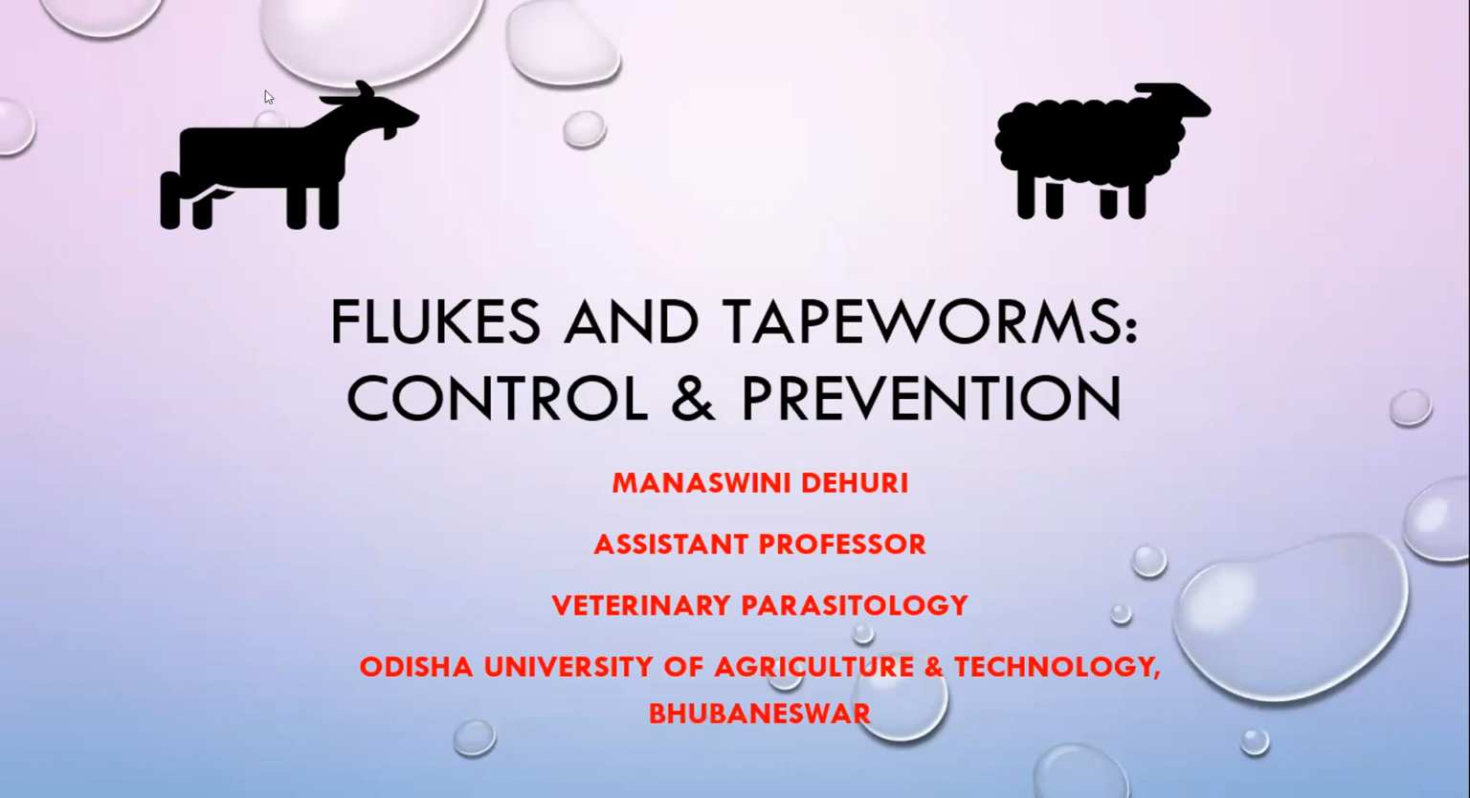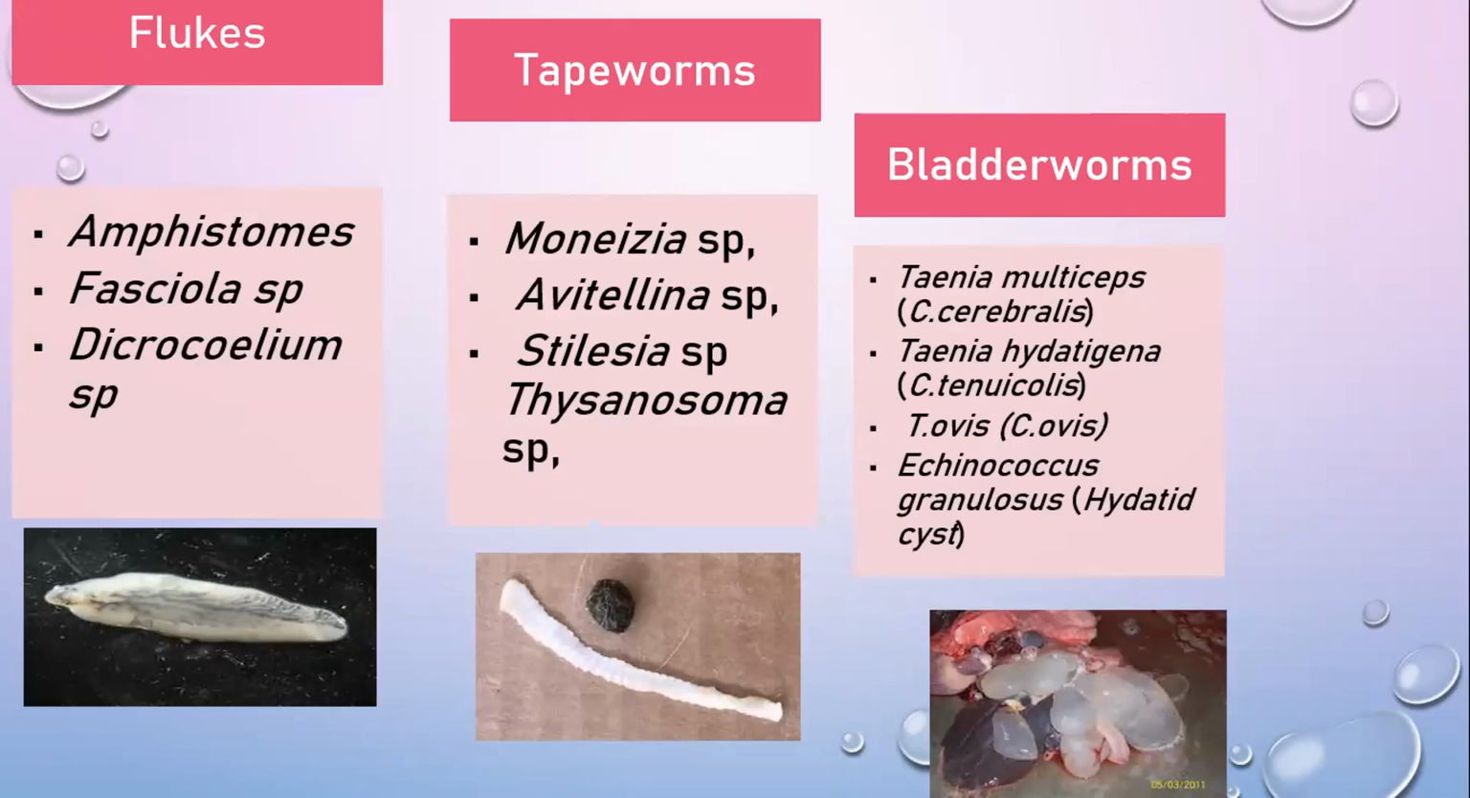Flukes and tapeworms, control and prevention. The problem of parasitism, endoparasitism, is concentrated most of the time on the gastrointestinal nematodes. So it is time that we also focus on flukes and tapeworms, because they are also responsible for the economic loss and other drawbacks as much as the gastrointestinal nematodes like Haemonchus.